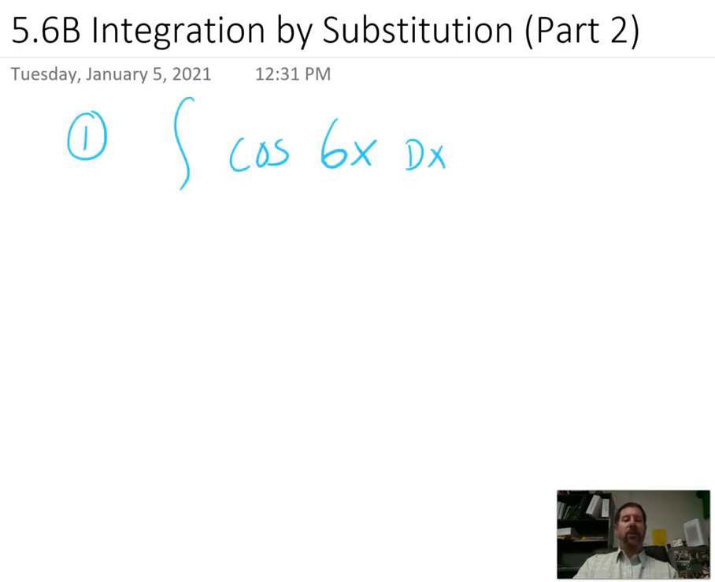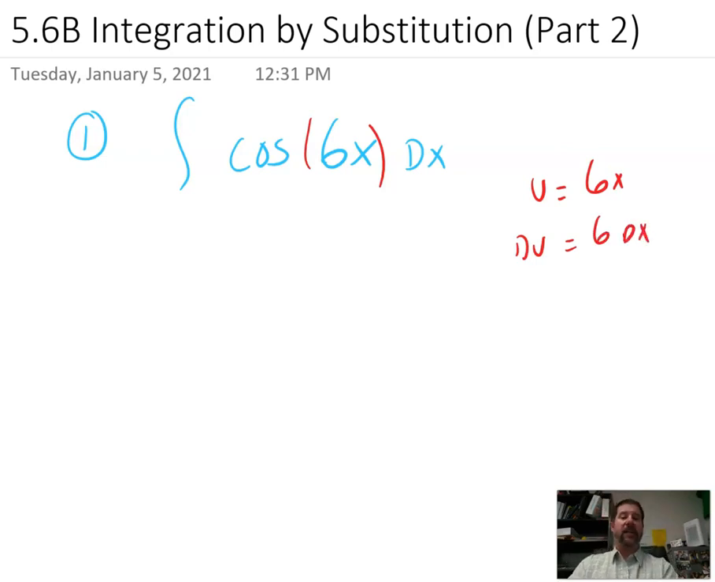If I want to integrate cosine of 6x dx, technically this has an inside. We don't always write the parentheses, but there is an inside right here. Because there's an inside, we should use integration by substitution. We might have done some where we just thought about what the antiderivative would have to be and adjusted, but really this is an integration by substitution question. So the inside: u is 6x, and then du is equal to 6 dx.